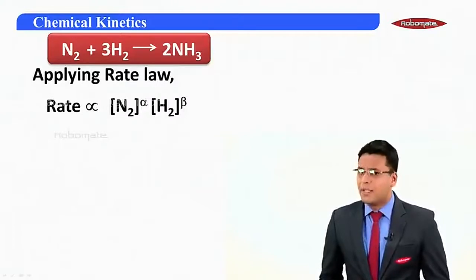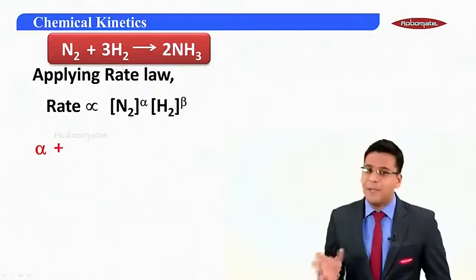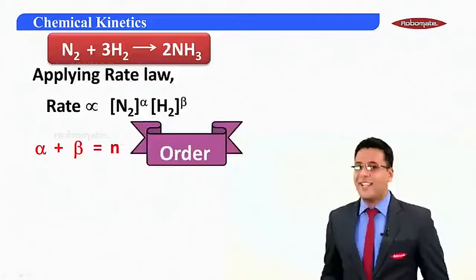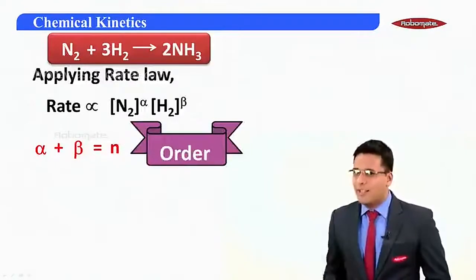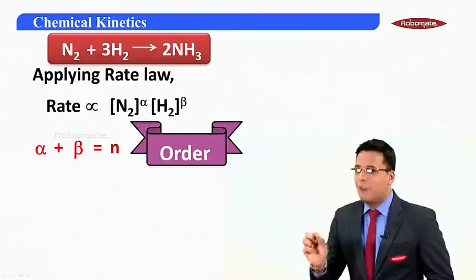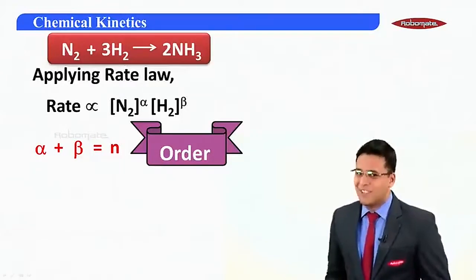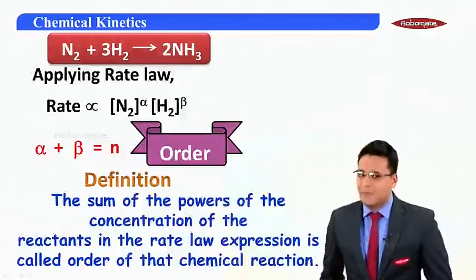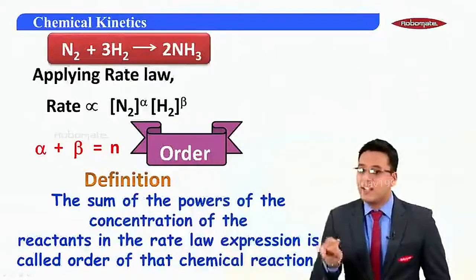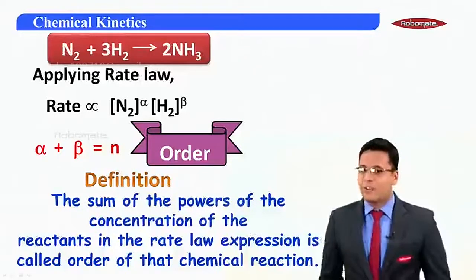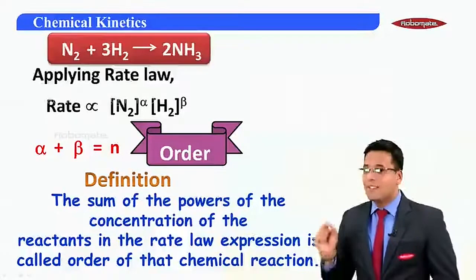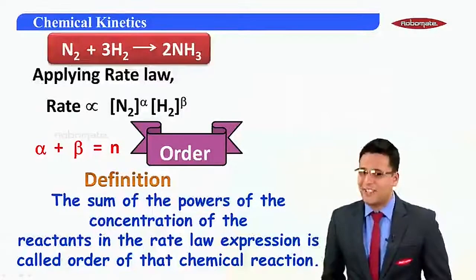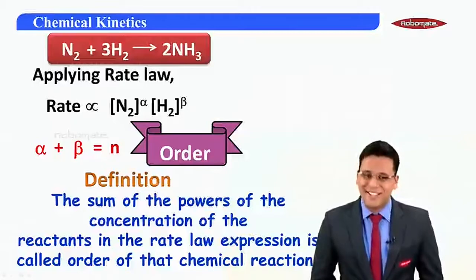And if I add up these exponents, that is alpha plus beta, I will get a value which is called as order of the reaction. So basically, order is nothing but sum of the exponents of the rate law expression. Let's see the definition of order of the reaction. It is the sum of the powers of the concentration of the reactants in the rate law expression. Once again, it is the sum of the powers of the concentration of reactants in the rate law expression, that's called as order of a chemical reaction.